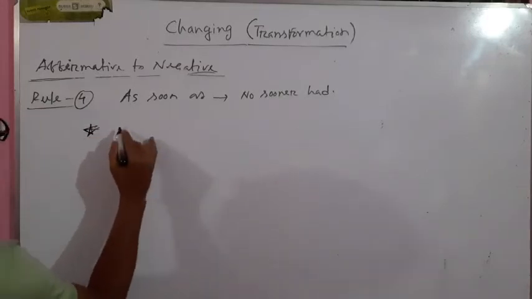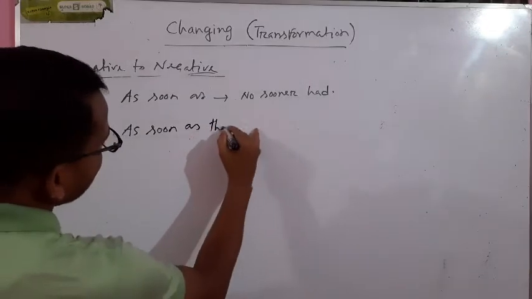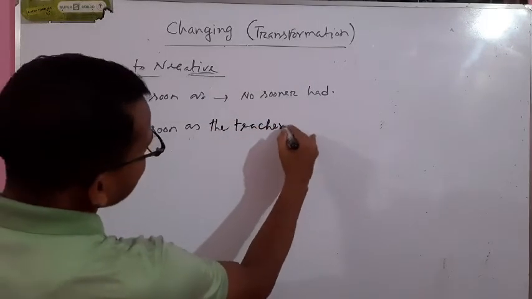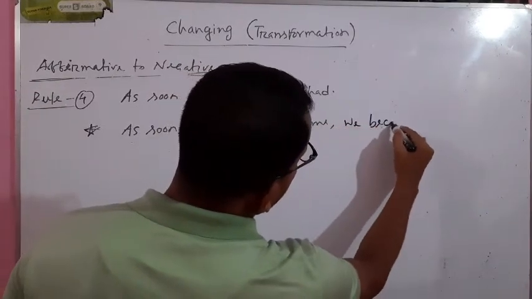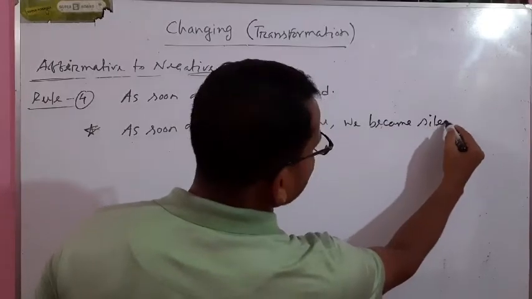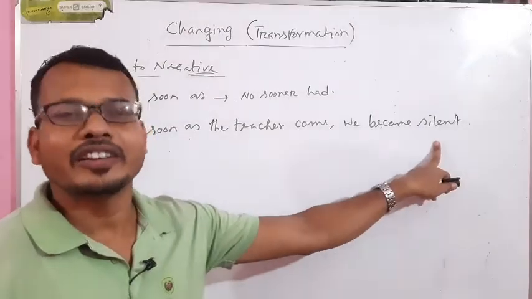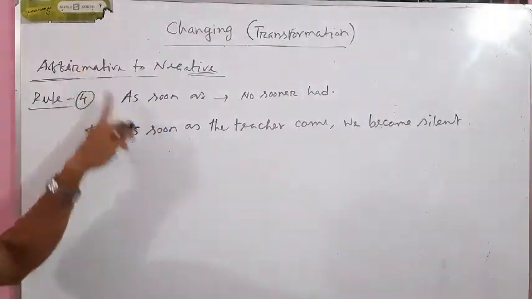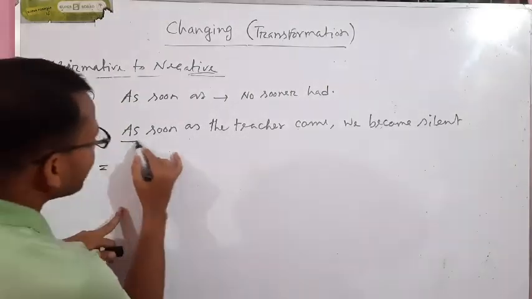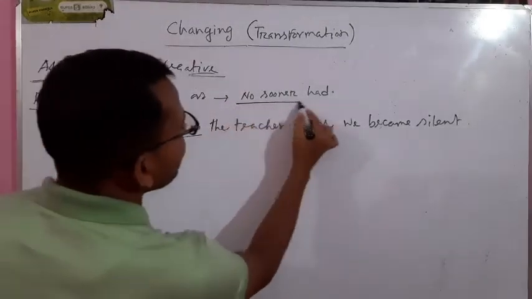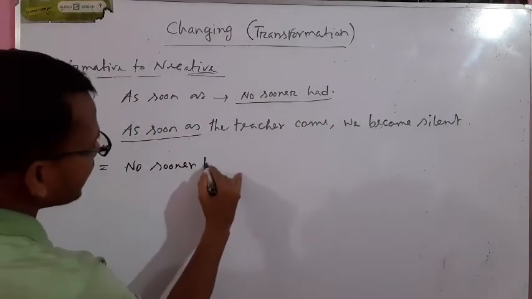Example number 1. As soon as the teacher came, we became silent. This is actually the structure of an affirmative sentence. If you want to change it into negative, then instead of as soon as, you have to write no sooner had.